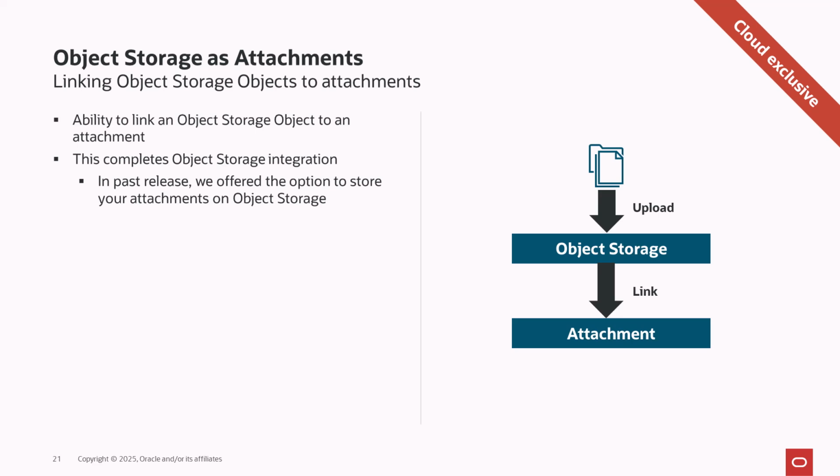In this release, if you already have something on object storage and you want to link it to the service, you can now directly link it as an attachment. This is a bottom-up approach. These two approaches have flexibility to allow you to either use the service or the object storage, or a combination of both, to upload and manage your attachments and then link them to the service.